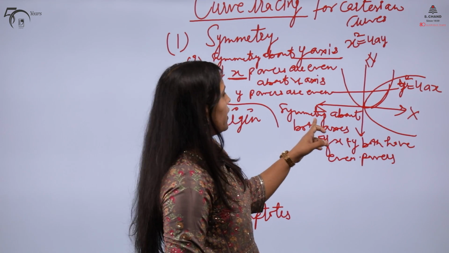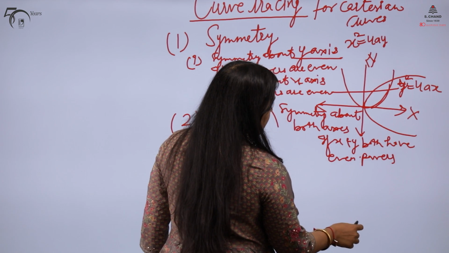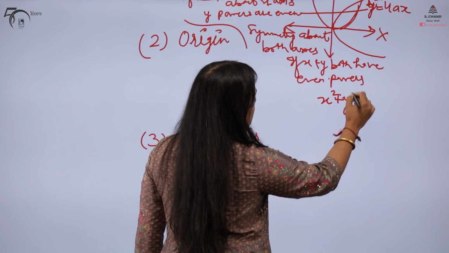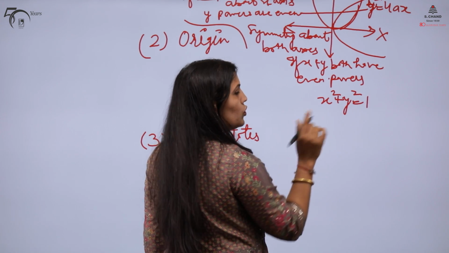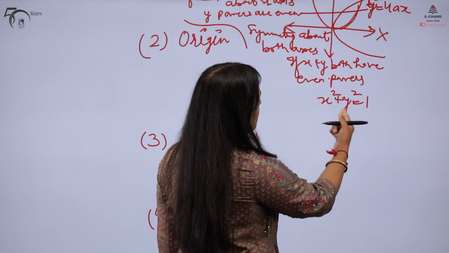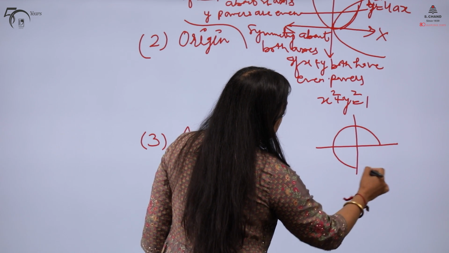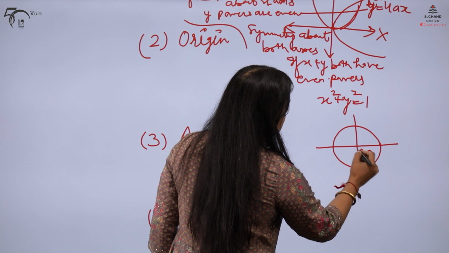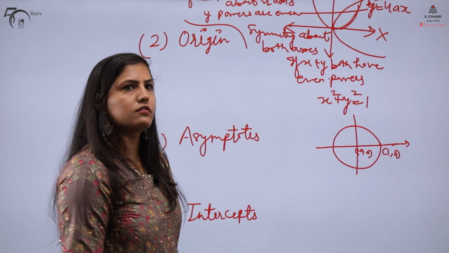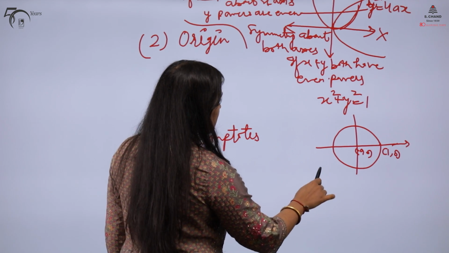You can see clearly. Now symmetry about both axes. A very basic example is the circle. You have already started knowing these things from your 8th, 9th onwards. So this is your circle, with center 0, 0 and radius 1, and you can see the symmetry about the y-axis and x-axis both. So this is symmetrical about both axes. Now the symmetry part is over.